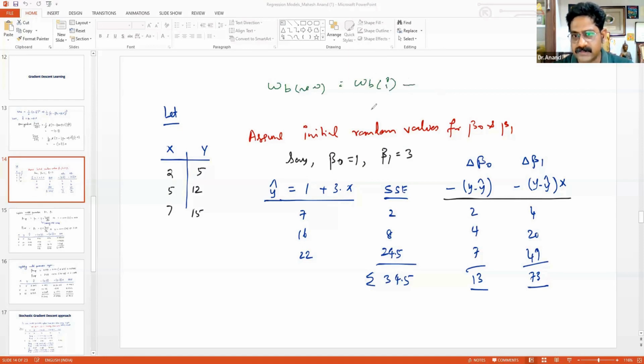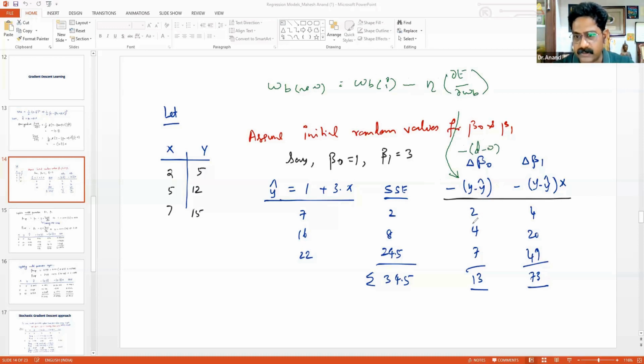So the general formula is minus eta times dou E by dou WB. This is the general formula. I have calculated this here. What is dou E by dou WB? Yesterday we derived it as minus of (d minus o), or minus of (y minus y cap).